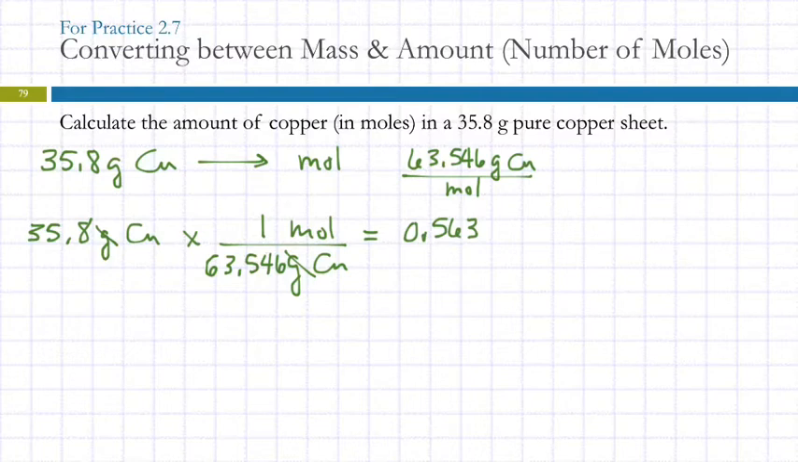Don't do it. So 3 sig figs here and 5, so I need to keep 3 here. There's the 3, write down the next 2 moles, and then I can look at it and see how to round it, 0.563 moles. That would be moles of copper.